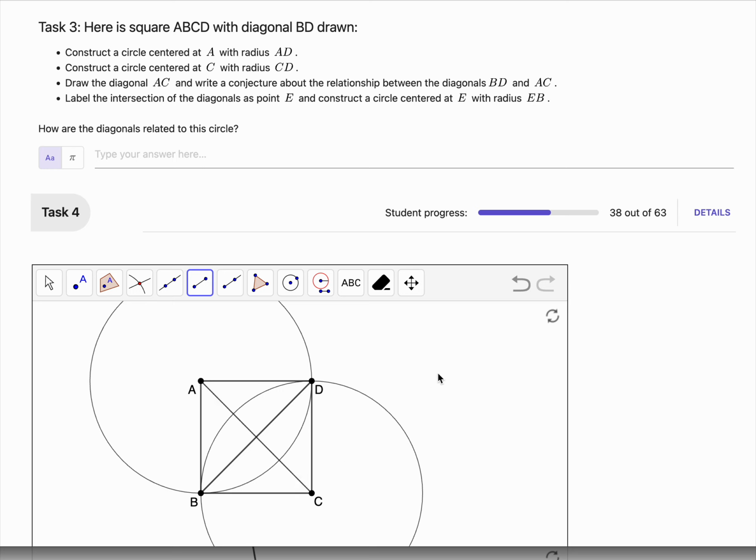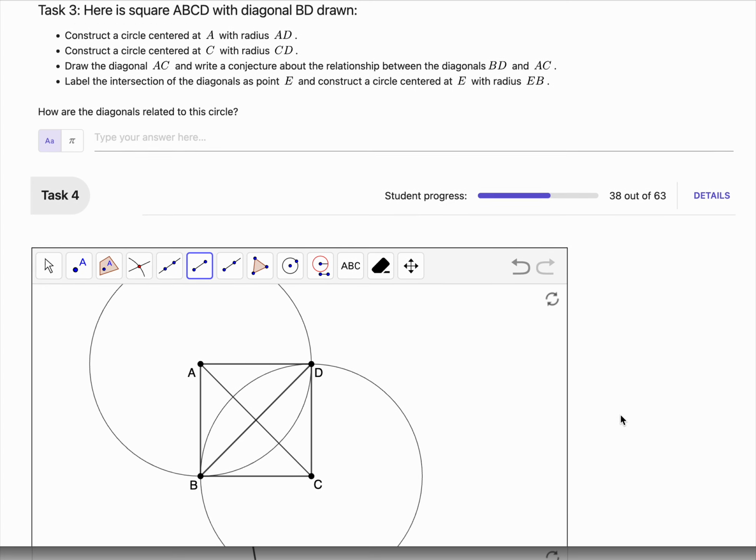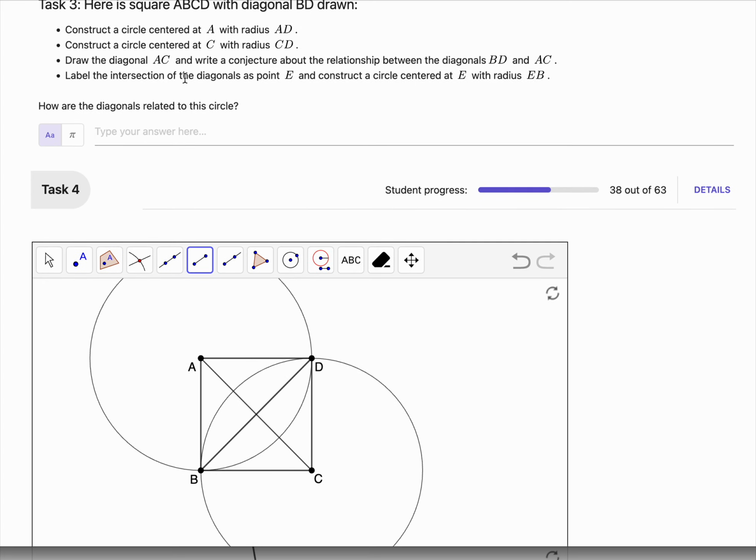There we go. So as I look at that, it says, how are these diagonals related? Oh, wait, sorry, I have to make this last circle. Label intersection of the diagonals as point E. Okay, so this spot right here where these diagonals cross is point E. So we will intersect that, and we'll say that that's E. There we go. All right, cool. So now it says construct a circle centered at E with a radius of EB. Okay, back to my compass tool.